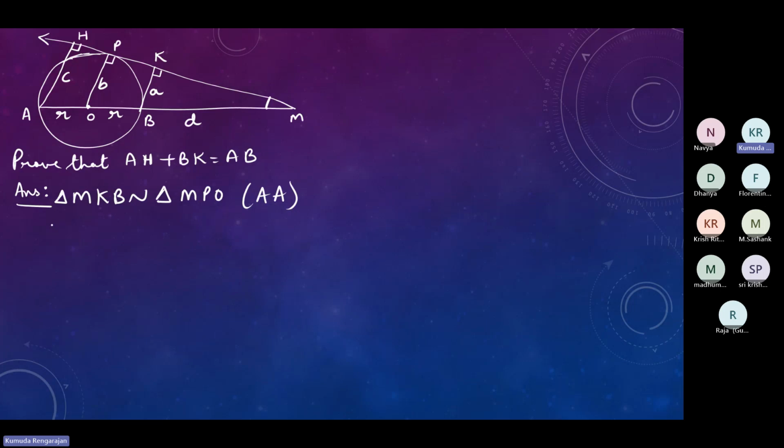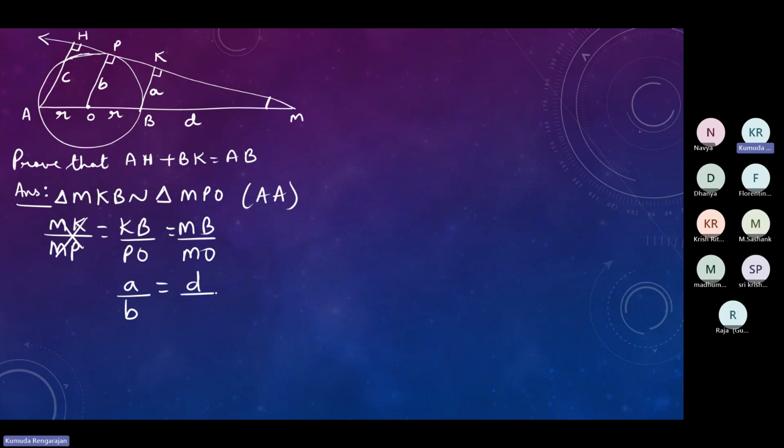Okay, now write the proportion. MK by MP equals KB by PO equals MB by MO. We'll not use MK actually. KB, what's KB? Help me, children. A by PO, which is R, equals MB, which is D, by MO, which is R plus D.